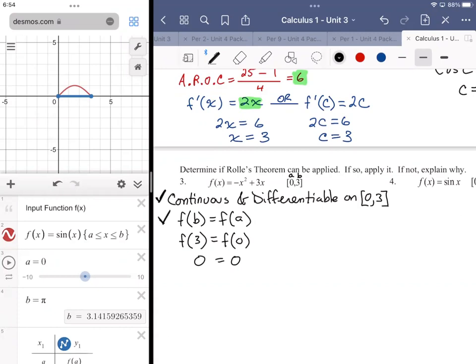So if these two conditions are met, then we can take the derivative, set it equal to 0.